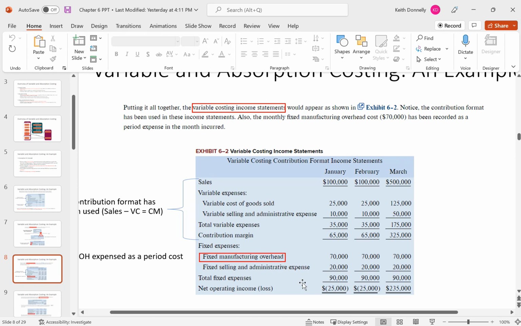Now, the idea here, the main difference that I've highlighted, is variable costing is going to expense the fixed in the period incurred. In distinction, under absorption costing, fixed is only expensed later when we sell the item.